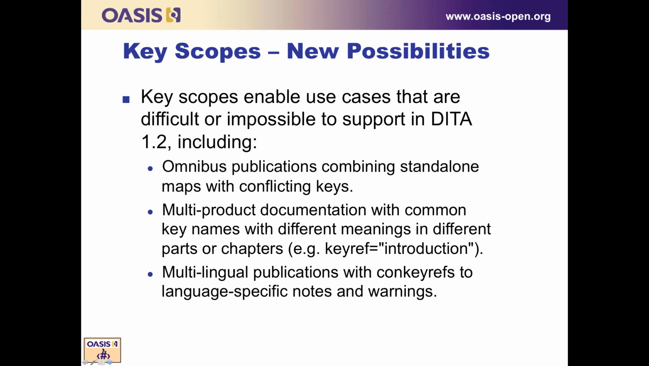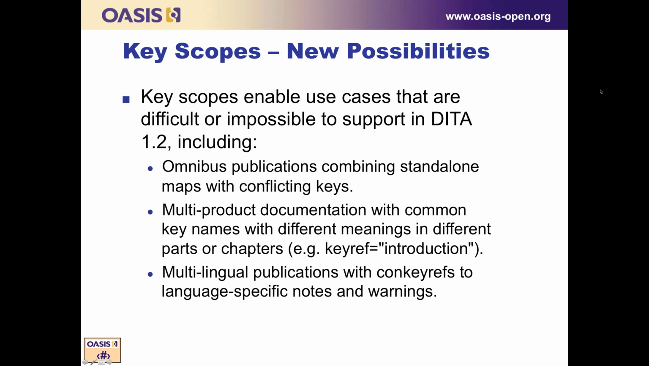So you have a whole bunch of standalone publications that have overlapping key names. Before, you couldn't combine those into a single publication because the first definition of a key name is going to be the effective one, and suddenly the linking in the subsequent publications is going to be broken. But now you can wrap each individual publication in its own scope, and each of those publications, even though it's part of one big publication, will continue to resolve to its own local definition of those keys.